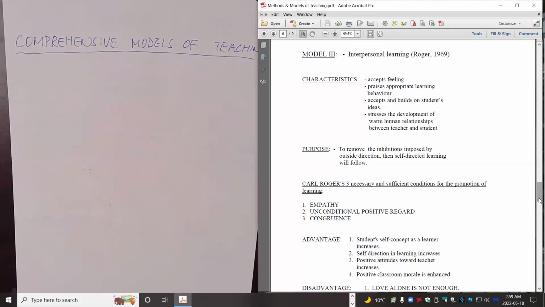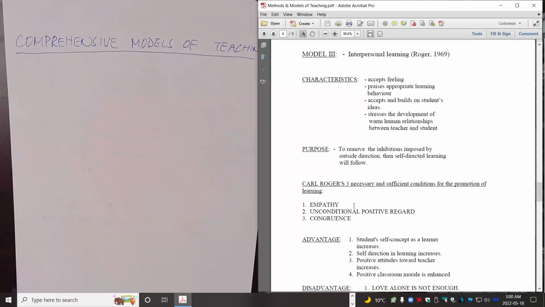So that is a tall order, right? But let's take a look at Carl Rogers' three necessary and sufficient conditions for the promotion of learning. Take a look at the three conditions here. Empathy. So teachers are sensitive enough to understand the emotions the students are experiencing.